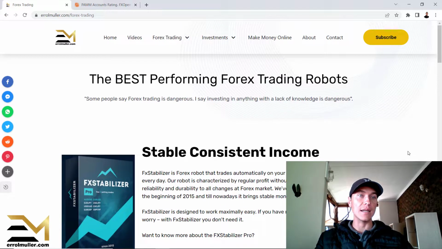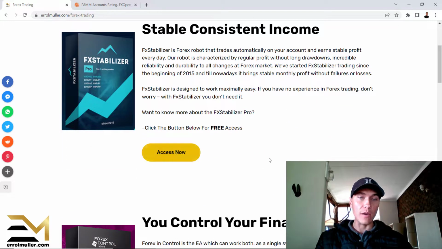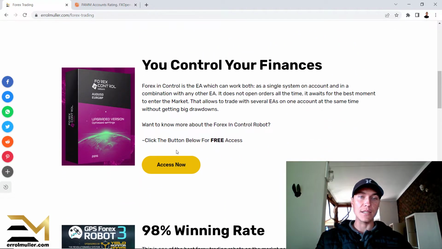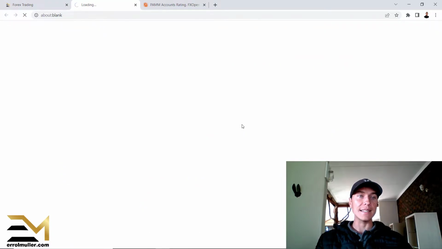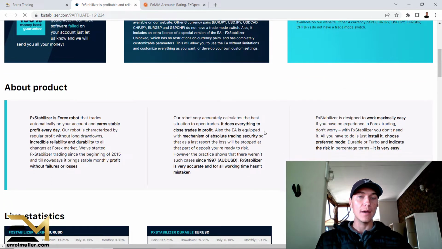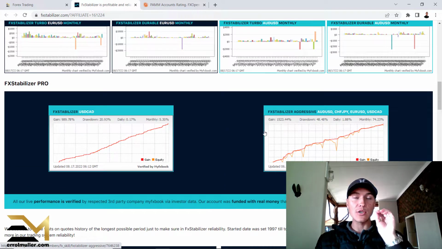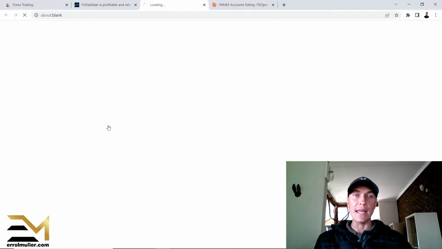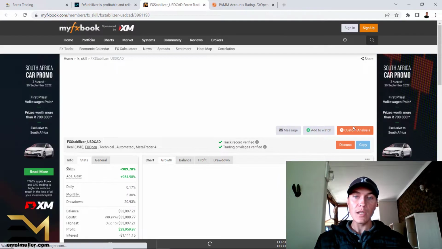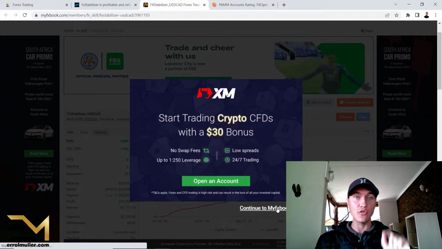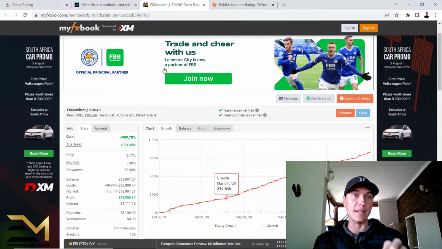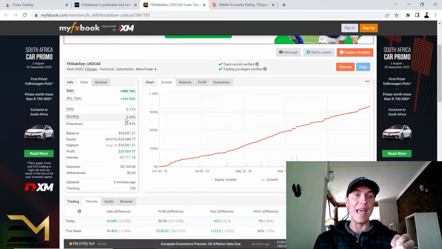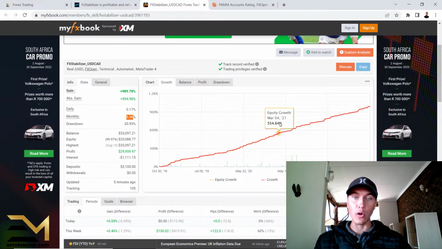Then all you want to do is go to the Forex Trading, Forex Robots tab on my website, and you can click on any one of these buttons. As soon as you click the button, so for instance, let's go to this one, click the Access Now button. It will open up a new tab. You can scroll down. The strategy that I like is the USD CAD strategy. It will take you to the live trading account for that specific strategy, for that specific robot. And as you can see, consistent average growth per month is 5.3%. As you can see, there's the graph.